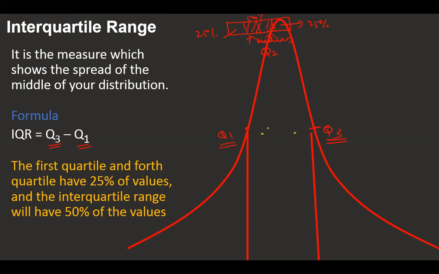Now this is what the IQR will tell you: 50% of the values. From this to this, what is the area? That's what is shown by the interquartile range. Now I'll go for 25% here, and 25% there. This is the interquartile range for you.